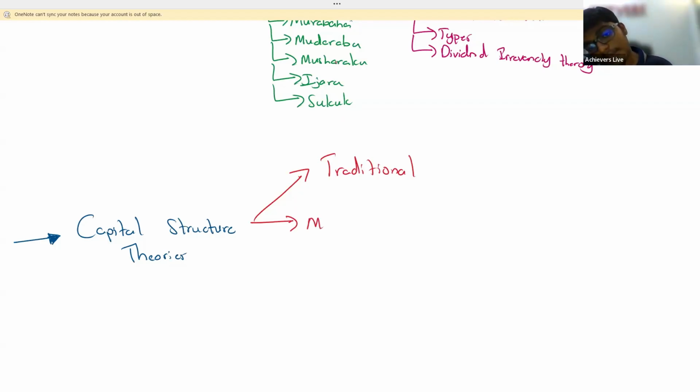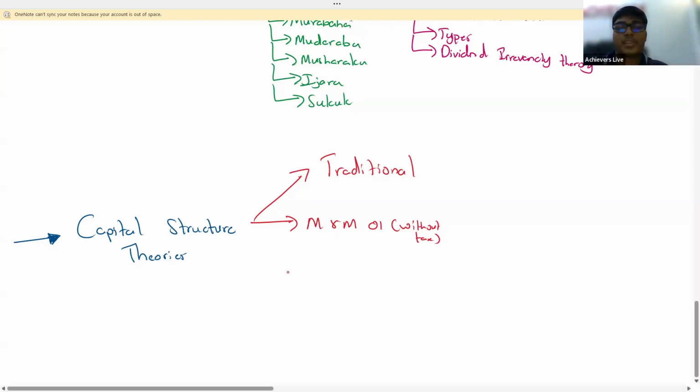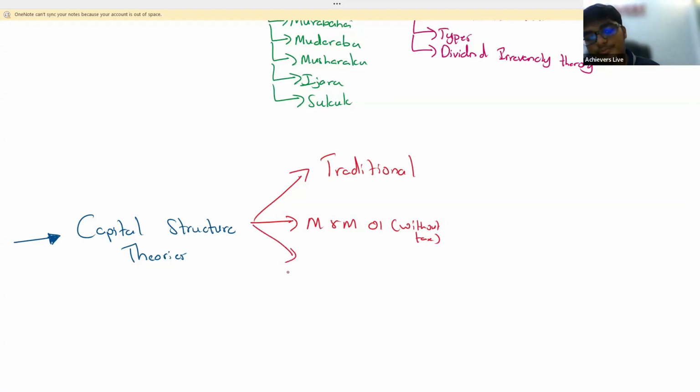Next, Modigliani and Miller theory 1, without tax. What did they say? You can do whatever you want. Whether you go for equity or for debt, your WACC will remain the same. So go for equity, go for debt, does not matter. Next, theory 2, with tax. What did they say? Theory 2 is telling what? Go for debt. Always go for debt.